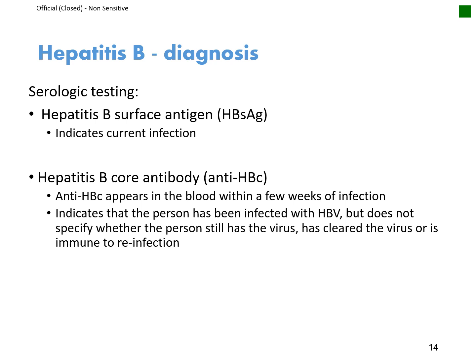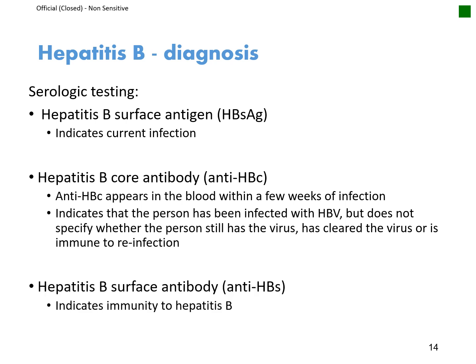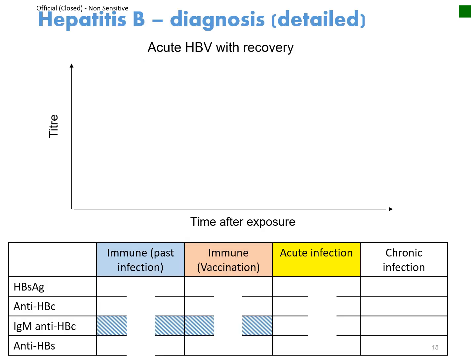The hepatitis B core antibody, or anti-HBc, indicates that the person has been infected with hepatitis B virus before. However, it doesn't specify whether the person is still infected, has already cleared the virus, or is already immune to reinfection. Hepatitis B surface antibody indicates that a person has already become immune to hepatitis B. This is a more detailed explanation of the diagnosis of hepatitis B.